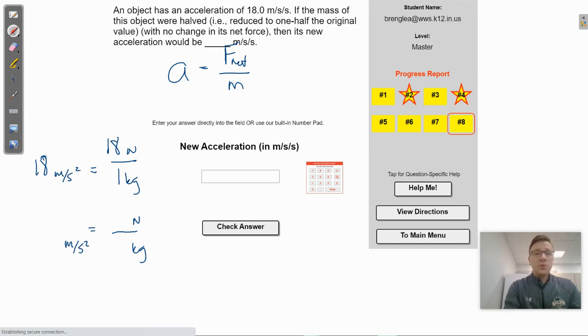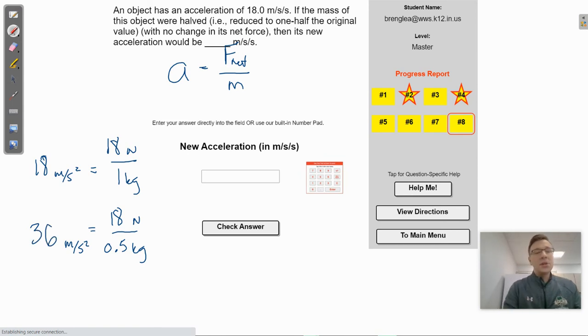Now it says that if we cut the mass in half, so now it becomes 0.5 kilograms and 18 newtons. And I do want you to be careful here. Make sure you actually plug this in your calculator, because when you divide by 0.5, it's the same thing as multiplying by 2. So this ends up being 36 meters per second squared.